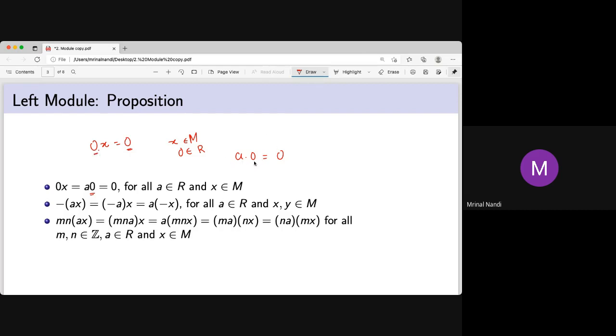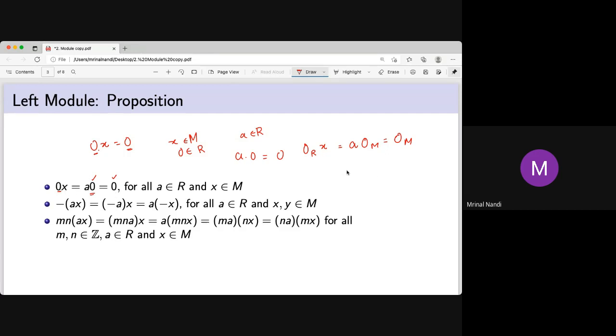When I write this a into 0, this a is from R and this 0 is in M. So that means this 0 and this 0 are the same, but the first 0 is different. In books they write something like 0_R into x is equal to a into 0_M, or 0_M into 0_M.